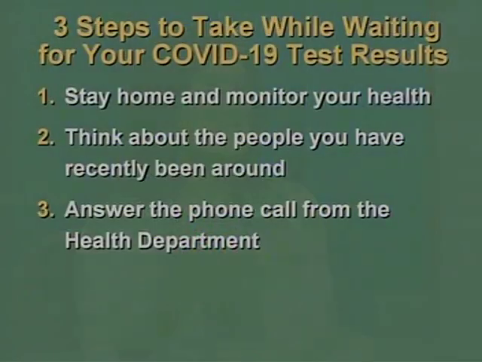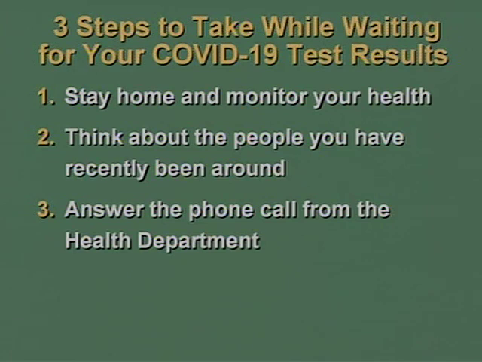The 3 steps to take, I wanted Susan to talk about this too. There's 3 steps that everyone needs to take while you're waiting for your COVID-19 test results. This is really, really important because I think people go to their doctors, they get tested, they think if they're negative, they can just go back to work, they can go back to school. That's not the case. Do you want to talk about it, Susan, or do you want me to? You can go ahead.